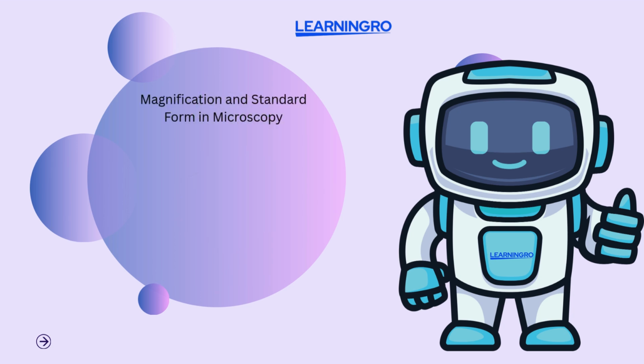3. Magnification and standard form in microscopy. The magnification of an image is calculated using the formula magnification equals image size divided by real size. Example: if a cell has a real width of 0.02 mm and its image width is 8 mm, the magnification would be 8 mm divided by 0.02 mm, which equals 400 times.